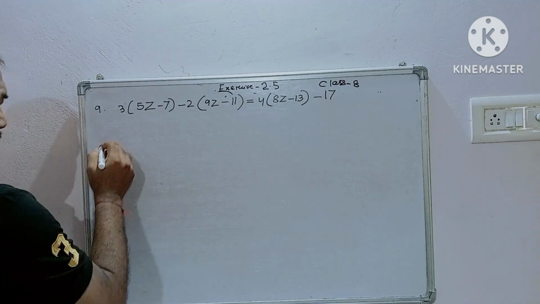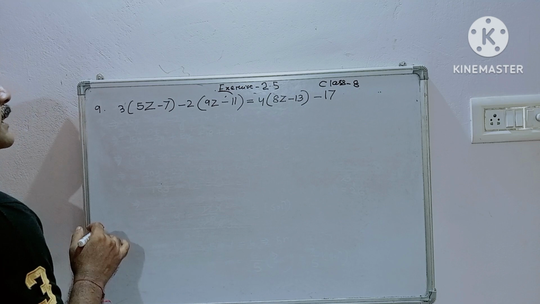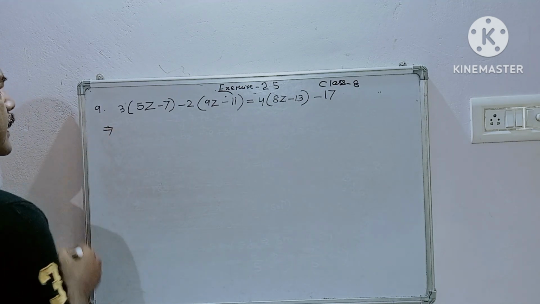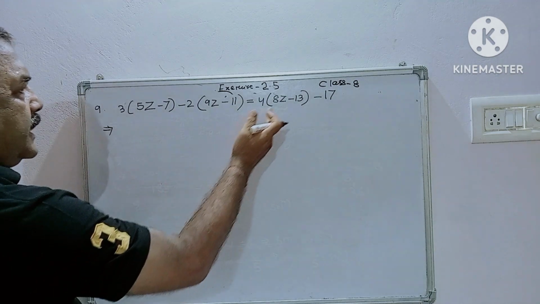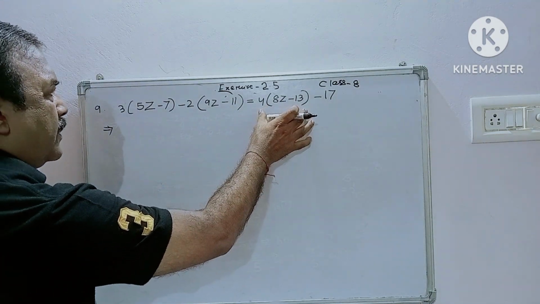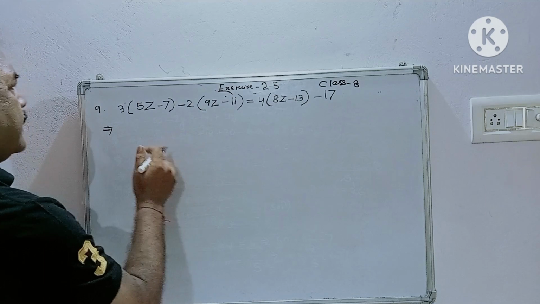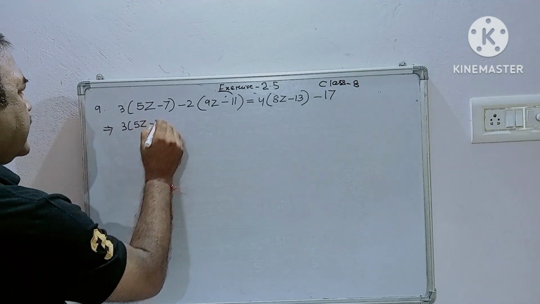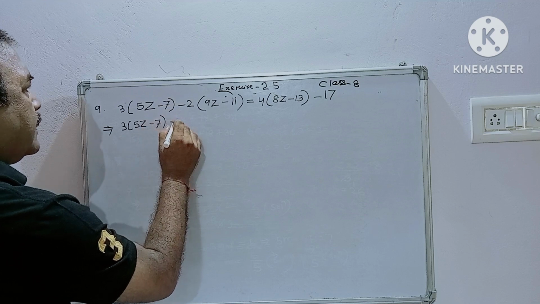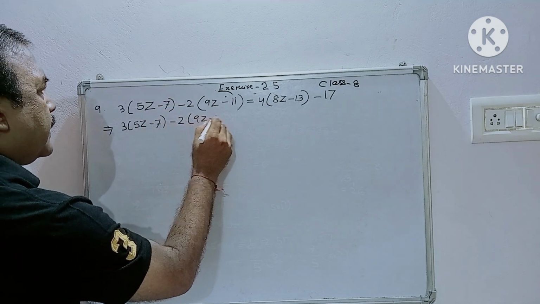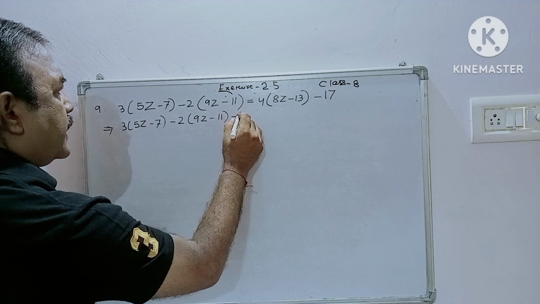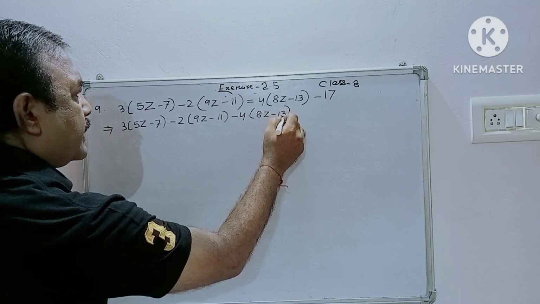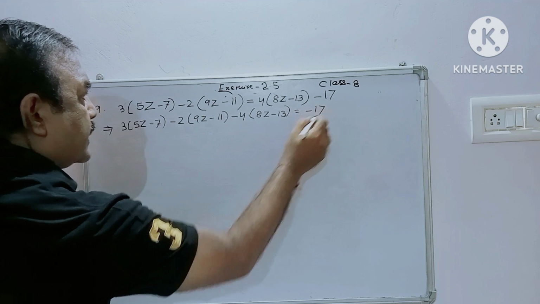You see, first we have to release the bracket. And before releasing, let us transpose 4 into (8z minus 13) to the left hand side. Minus 7, minus 2 into (9z minus 11) minus 4 into (8z minus 13), that is equal to minus 17.